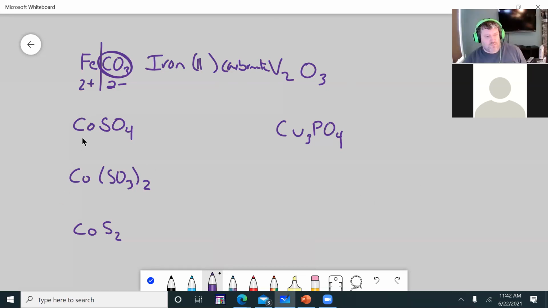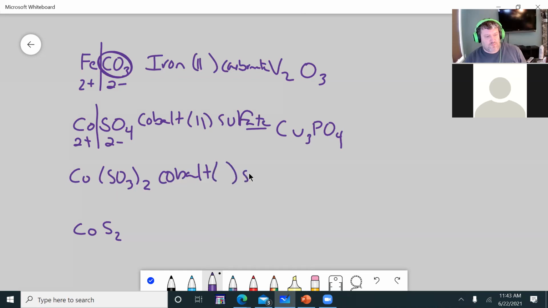I gave this sequence here so we can differentiate the names, ATEs, ITEs. So this is cobalt with a polyatomic ion called sulfate. Cobalt, put a Roman numeral in there, and then sulfate, ATE, 4 oxygens. This has a 2- charge, so this will have a 2+. So this is cobalt 2 sulfate. This thing here, this is cobalt combined with something called sulfite, ITE.